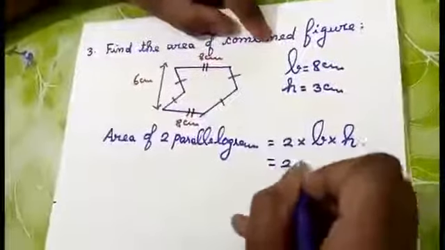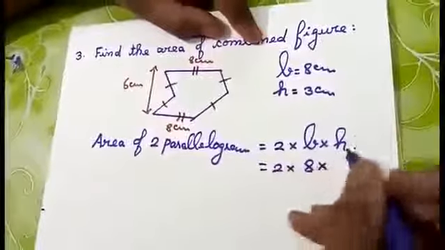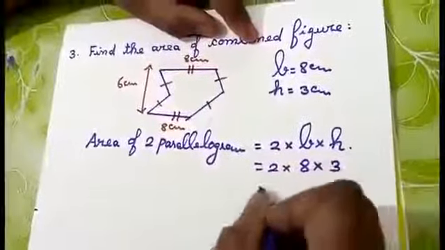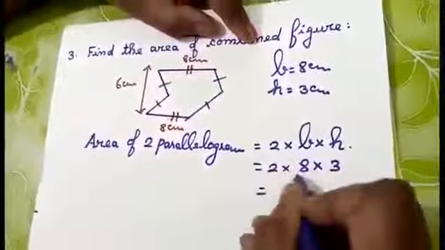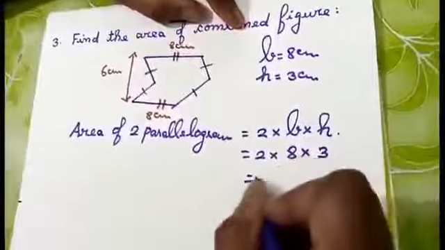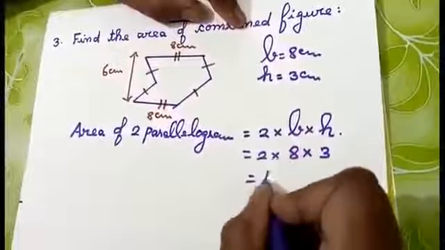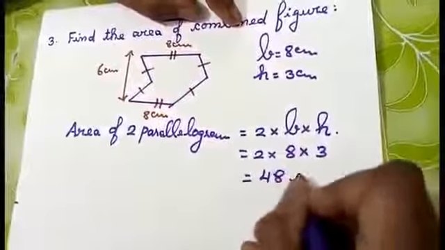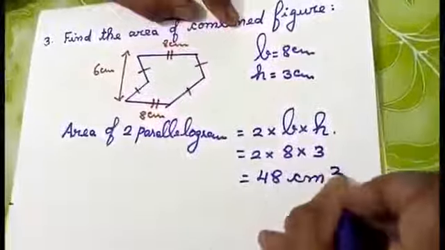That is 2 into, what is the base? 8, into height 3 centimeter. So, if you multiply, 8 2s are 16, 16 into 3, you will get the value as 48 centimeter square.